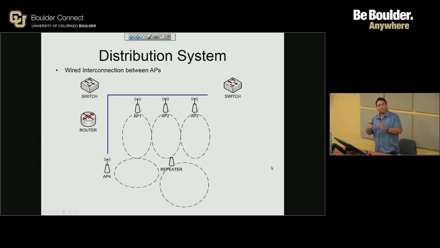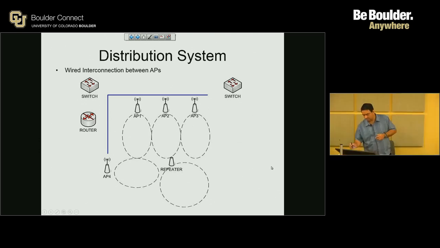So congratulations, you have access points. Now the question is, how do we connect them to the network? What are the options you have? Do we connect all of them to the same switch? And in the same switch, same VLAN?